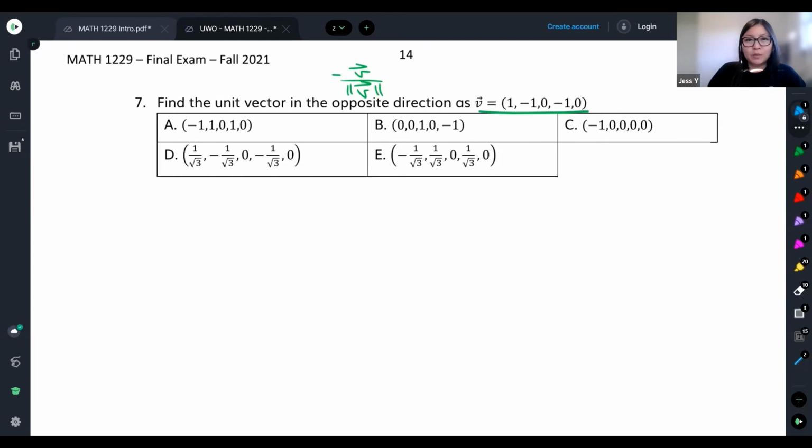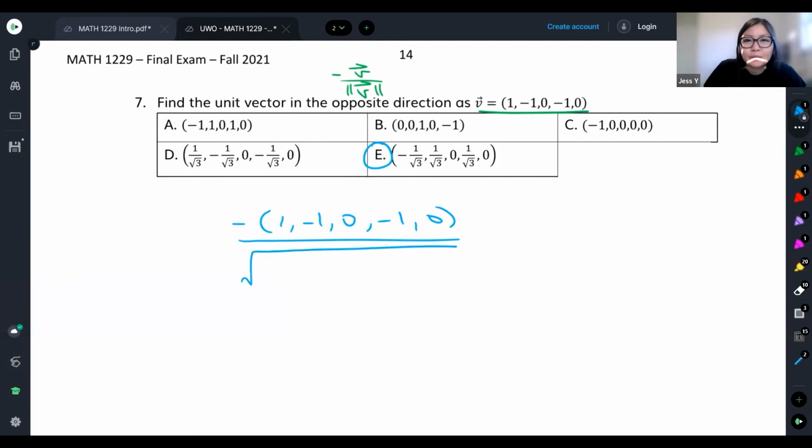Thank you. Majority of people said E. Good job. E is the correct answer here, okay? But let's just double check our math here. We have -v, which is (-1, 1, 0, 1, 0), right? That's your v, divided by the length of v. So remember your length formula. It comes up over and over and over again. It's the square root of each of the numbers squared added together. So we have 1 squared, -1 squared, 0 squared, -1 squared, and 0 squared.